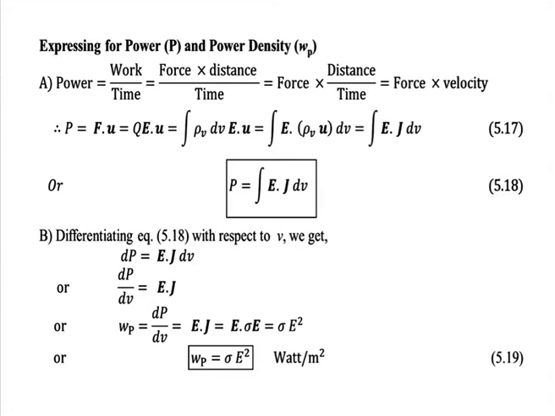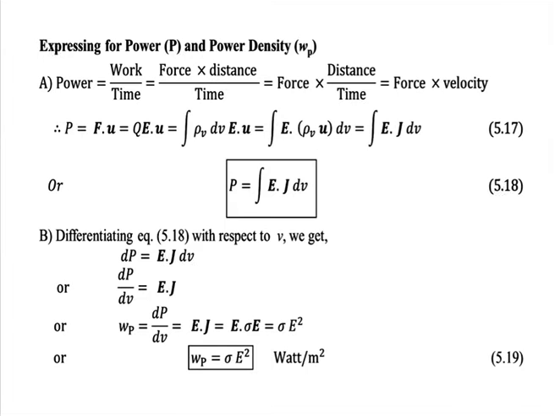Next, we come to the expression for power and power density. Now, power is equal to work upon time, which is equal to force into distance upon time, which is equal to force into velocity, and therefore P can be written as F dot u, which when expanded is equal to QE dot u, which when further expanded finally gives us integral of E dot J dV, or the power is equal to volume integral of E dot J.